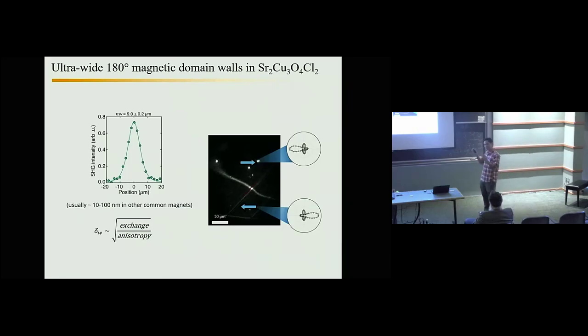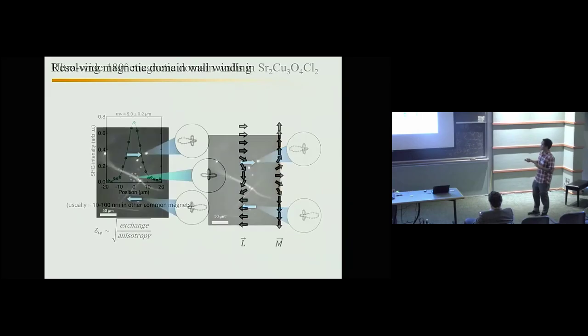The reason is that it's special to cuprates. They have extremely large exchange and very, very small anisotropy. It's very close to being an isotropic magnet. The ratio of those numbers determines the domain wall thickness, and so in this case, they're really, really wide. That makes it easy to resolve.